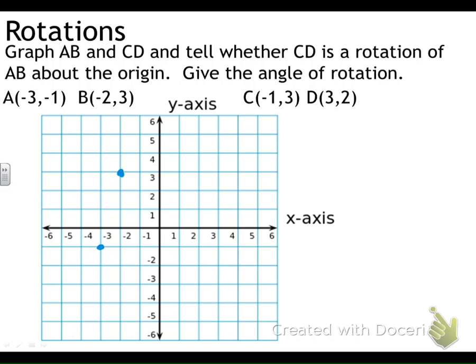And let's go ahead and use a straight line tool and draw the line here. Okay, don't like it. One more time. All right. Next, in a different color, I will graph C and D. And C is negative 1 and 3. And D is 3 comma 2. And again, straight line tool.